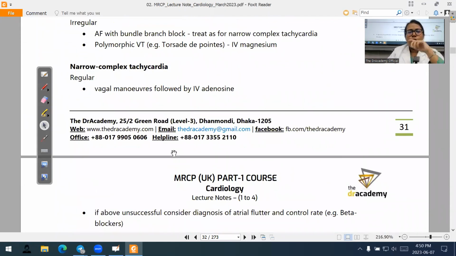All right. So, okay, Dr. Kobir, can you tell me what's the first important drug in cardiac arrest that you should consider? Adrenaline. And what's the dose? 1 milligram. Okay, that's very good.